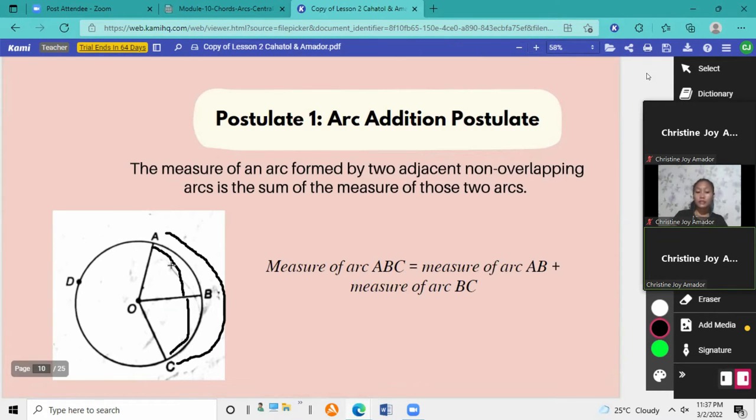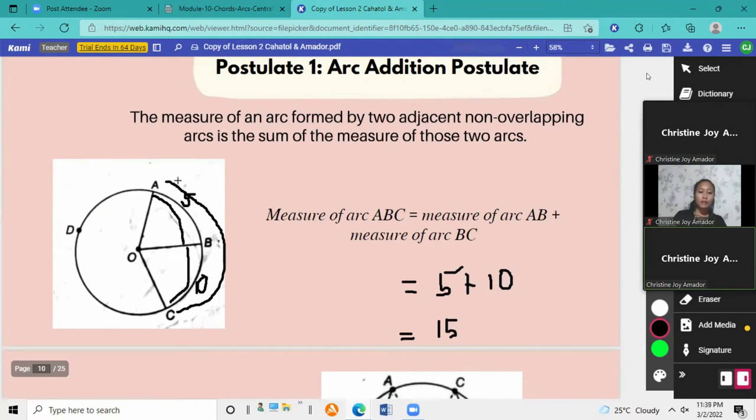For example, if the measurement of our arc AB is, let us say, 5, and the measurement of our arc BC is 10, then what do you think is the measurement of arc ABC? Again, based on postulate 1, arc ABC is equivalent to arc AB plus arc BC. What's the measurement of arc AB? It is 5. Plus, what is the measurement of arc BC? It is 10. So the measurement of arc ABC is 5 plus 10, it is 15. So that's it for the arc addition postulate.